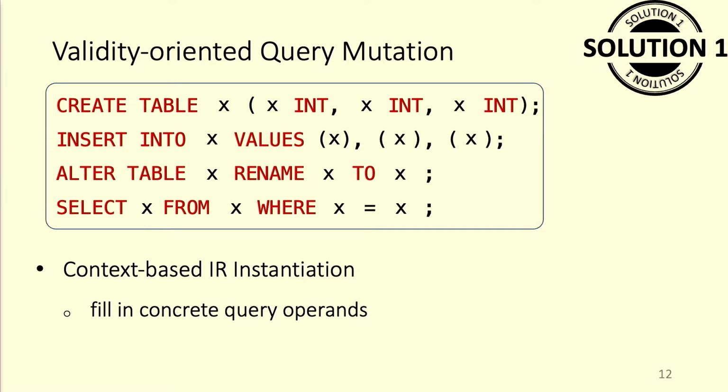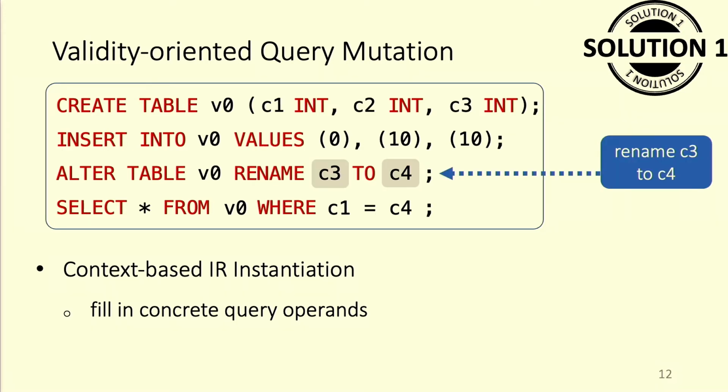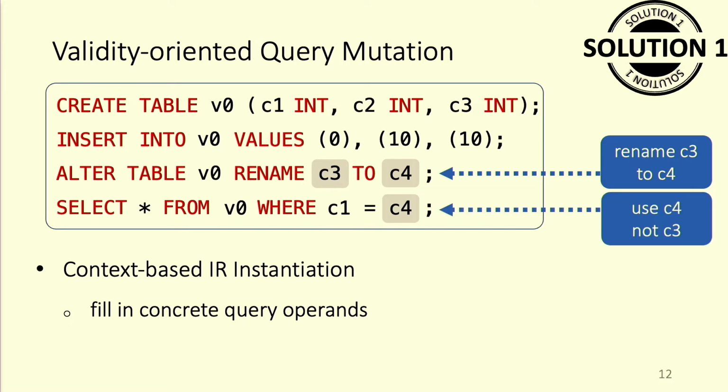The second technique is context-based IR instantiation. This technique fills in the concrete query operands based on the query context. Take this query set, for example. All the table and column names will be inserted. Notice that this step is context-based. For instance, it can correctly recognize the column name changes in the alter table statements, so it can always refer to the correct column names in the select statements.